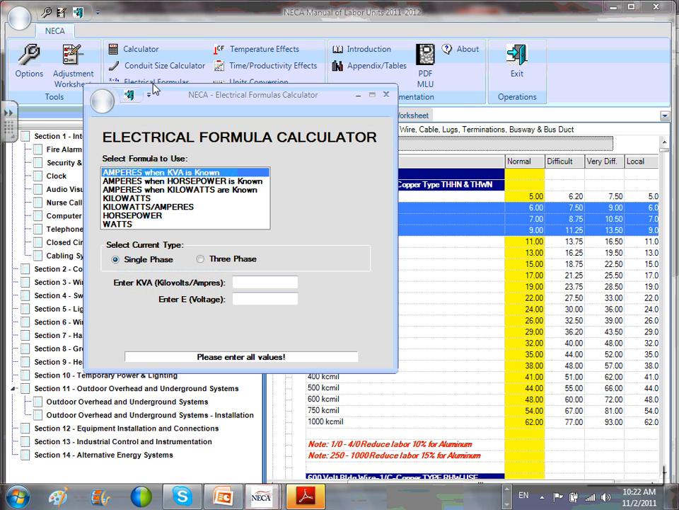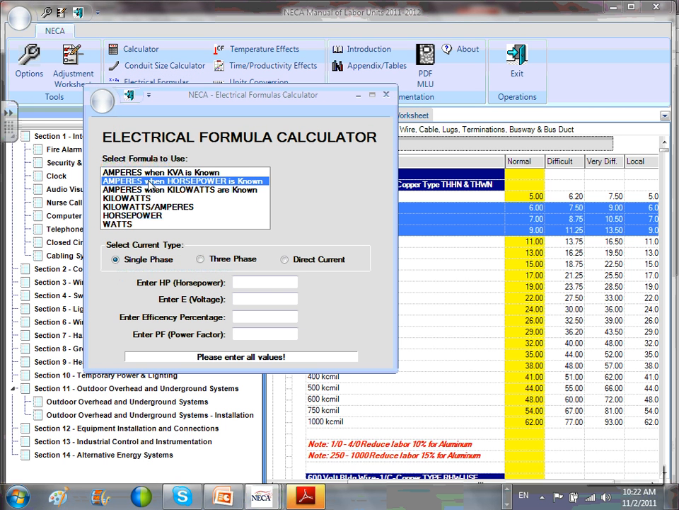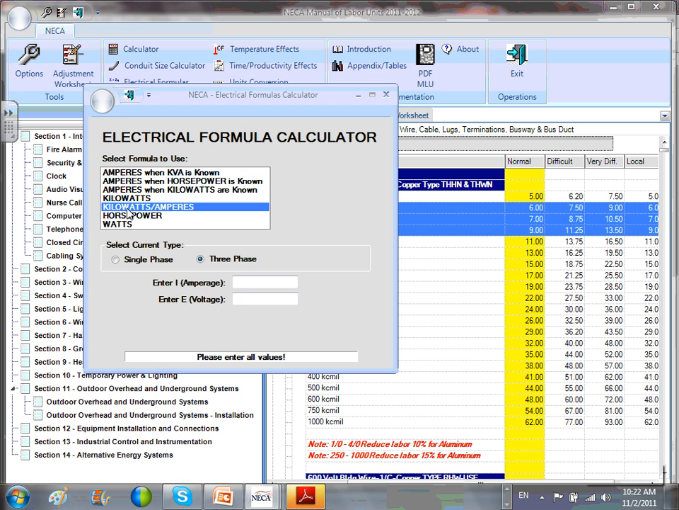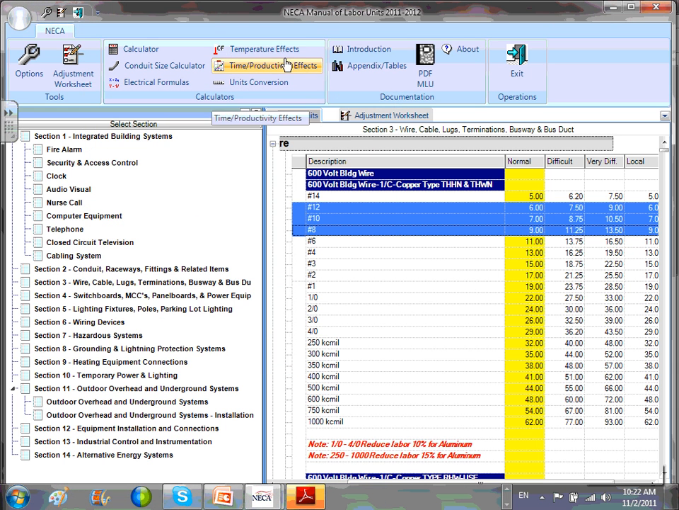Electrical formulas. They have a list of electrical formulas that you can calculate things in. Here's single phase and 3-phase direct current. You can find the horsepower, the voltage, the percentage, and it does the calculation for you. So that's another plus.